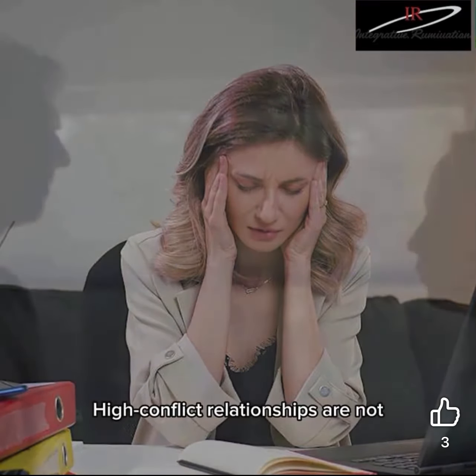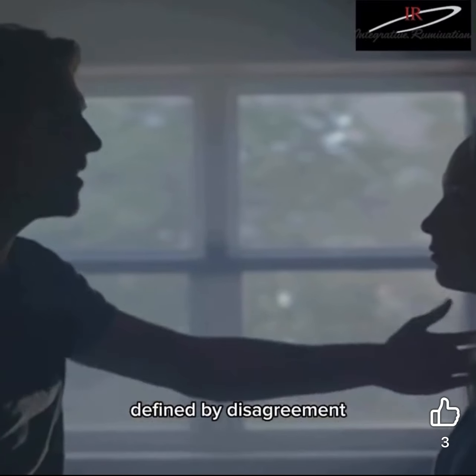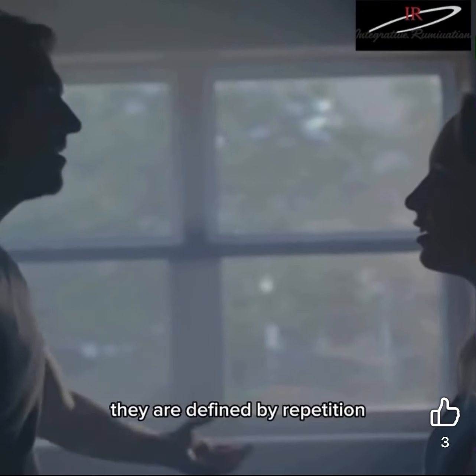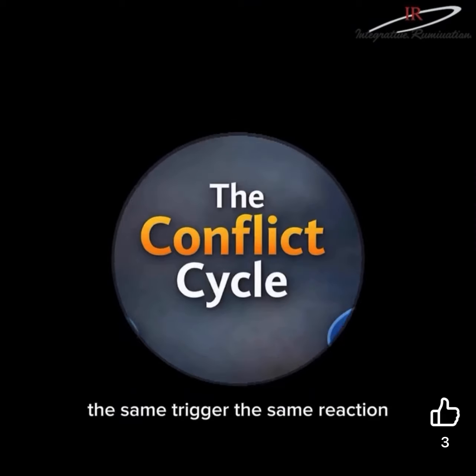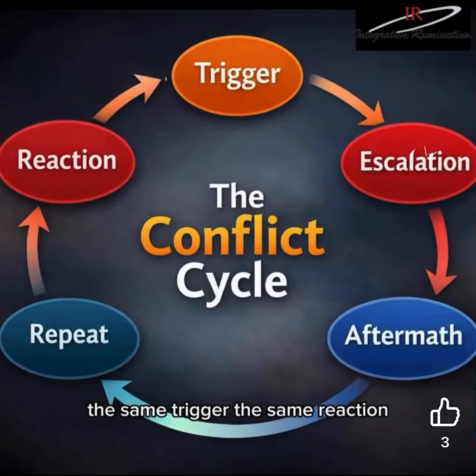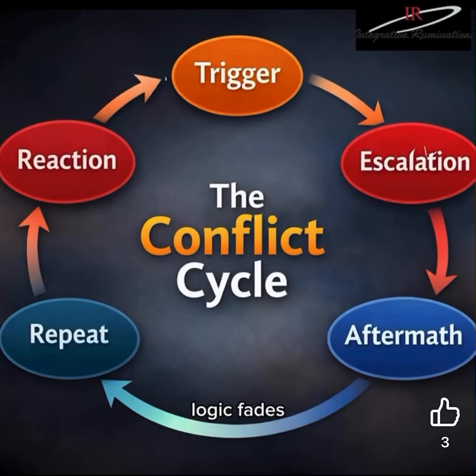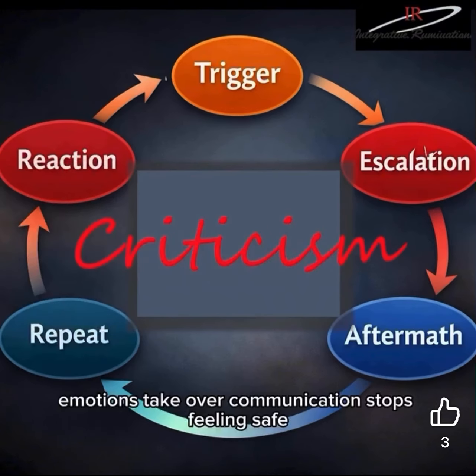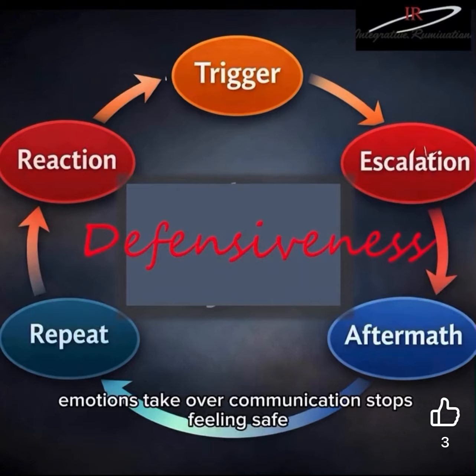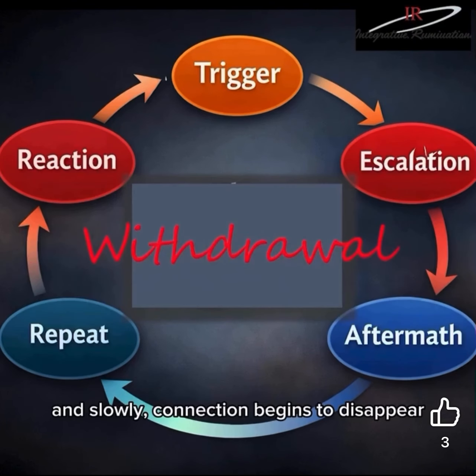High conflict relationships are not defined by disagreement. They are defined by repetition. The same trigger, the same reaction, the same emotional wound reopening again and again. Logic fades, emotions take over, communication stops feeling safe, and slowly, connection begins to disappear.